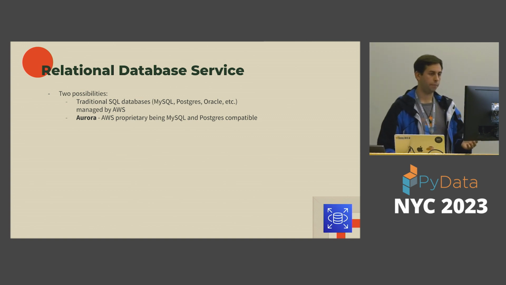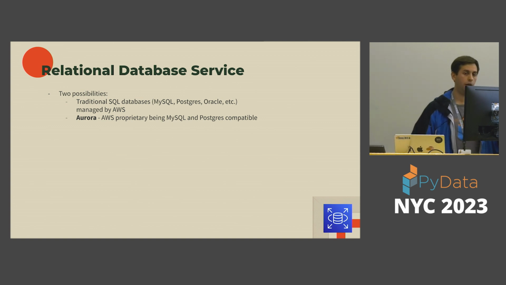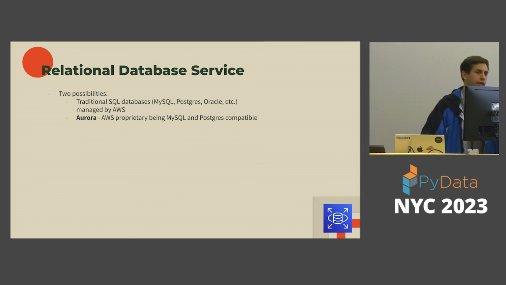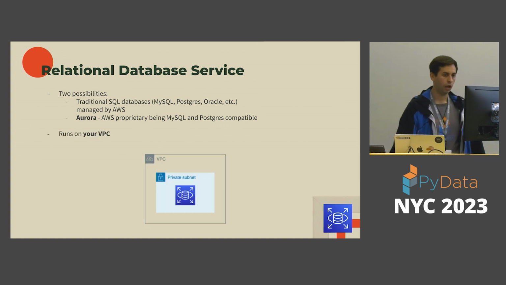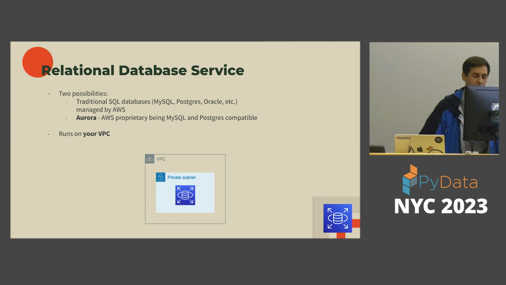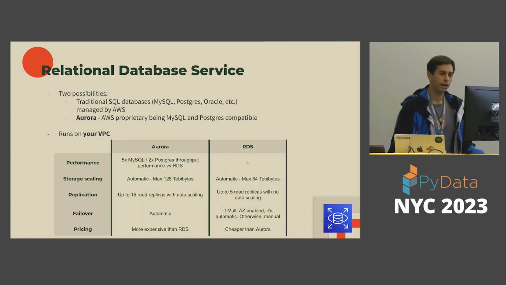And then you have Aurora, which is an AWS proprietary software, but it is compatible with the MySQL and Postgres drivers. So if you're using a Postgres database in, I don't know, Azure, and you want to migrate to Aurora, it's transparent to your application. This database is run on your VPC. Please don't put your database on a public subnet unless you know what you're doing.